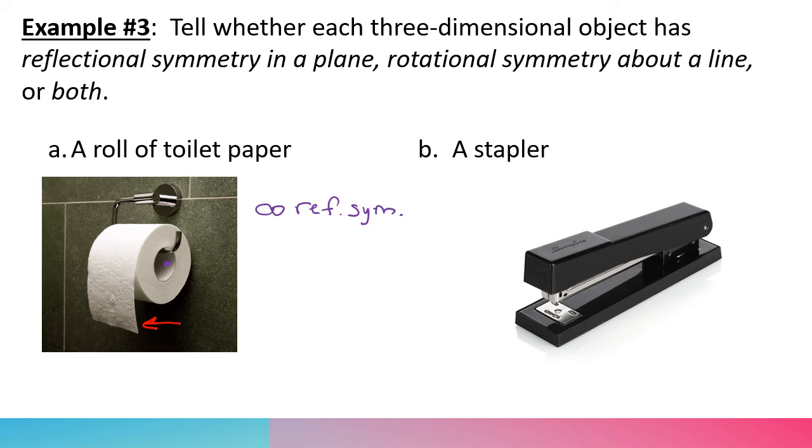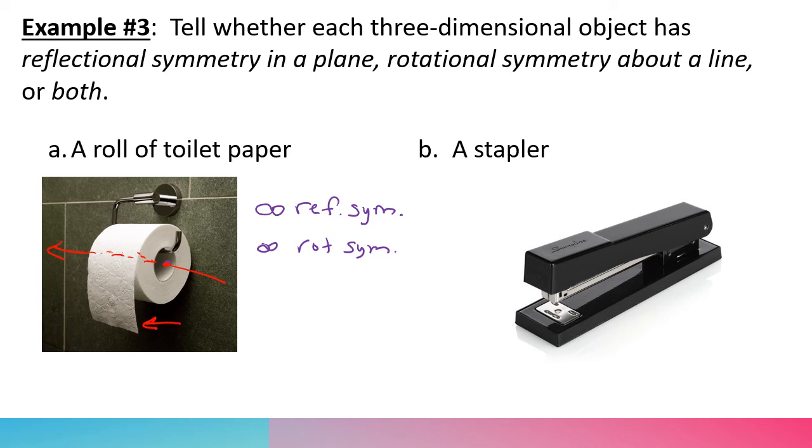And if you take right here and you come in and we draw a line that goes right through the center of this roll of toilet paper, and it comes out this side right here, you could spin that toilet paper around all you wanted to, and it's still going to look like the exact same roll of toilet paper. So it also has infinite rotational symmetry.